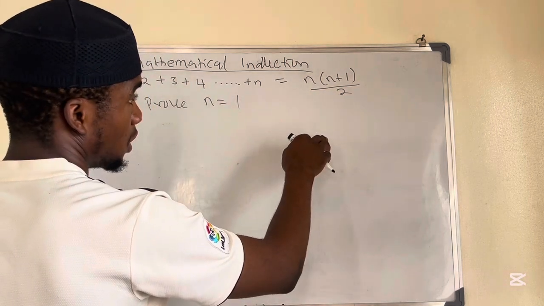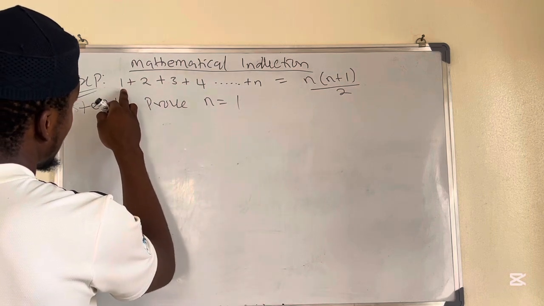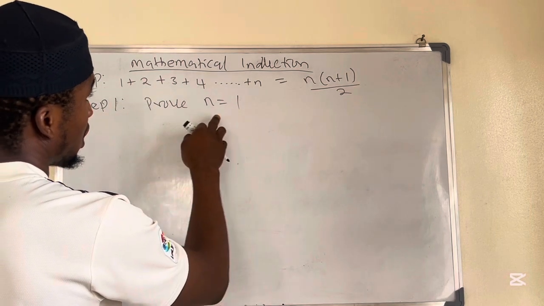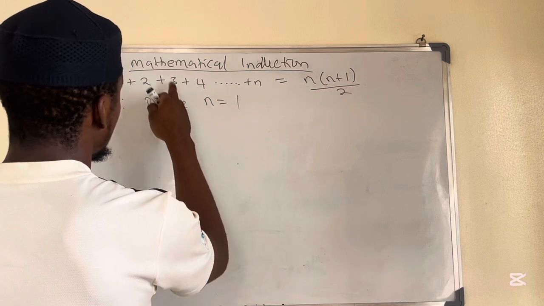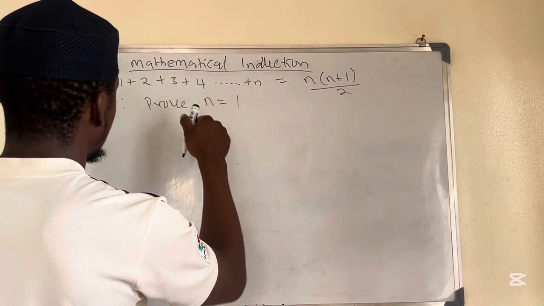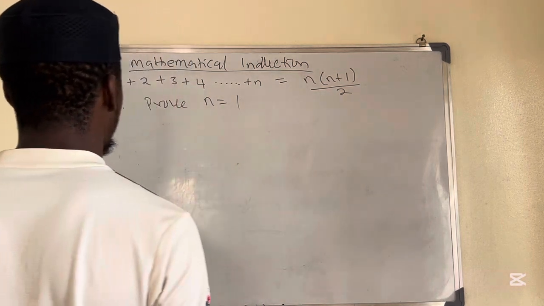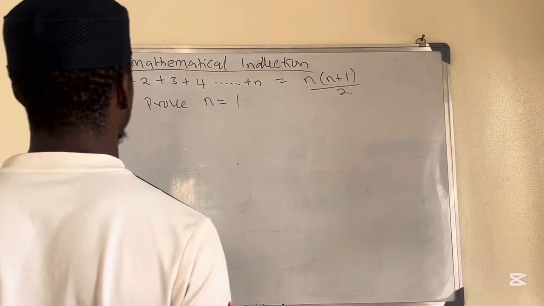When we come to n equals 2, we're talking about the second term, which is the first term plus the second term. When n equals 3, we're talking about the third term, which is 1 plus 2 plus 3 as the third term. So let's take the first step.